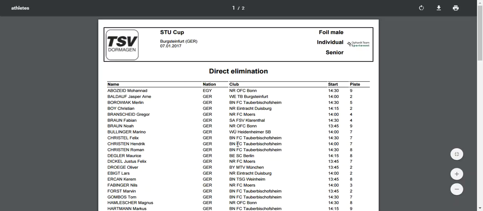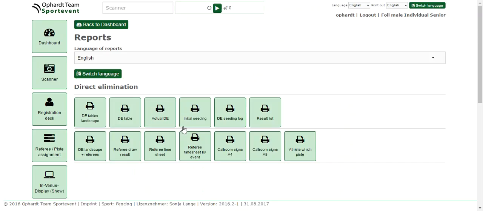Then we have again the print we had already in first round, athlete which passed. If you have a big competition and somebody's coming, then we have call room, we call it call room signs.